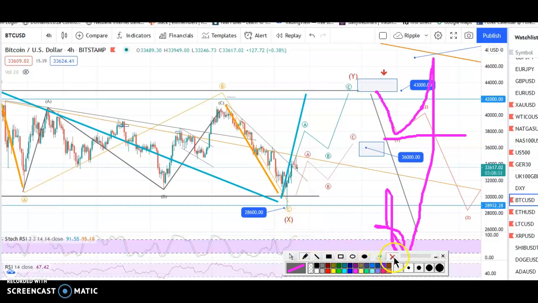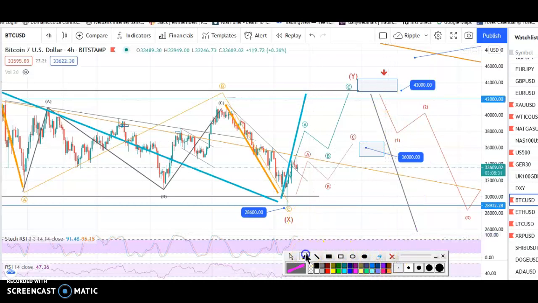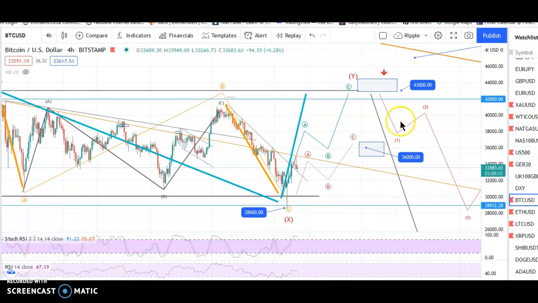This drawing tool of mine is ridiculous. Okay, so hang on. Sorry, this drawing tool is just crazy.